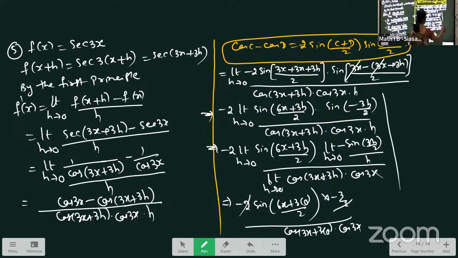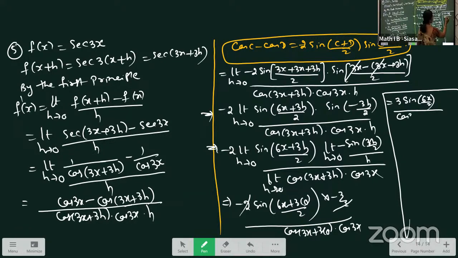So writing here, minus into minus is plus. Only 3 will be there. Sin 6x by 2, by the denominator cos 3x into cos 3x. So 3 into sin 3x by cos 3x is tan 3x, into 1 by cos is secant 3x. So this is f dash x.